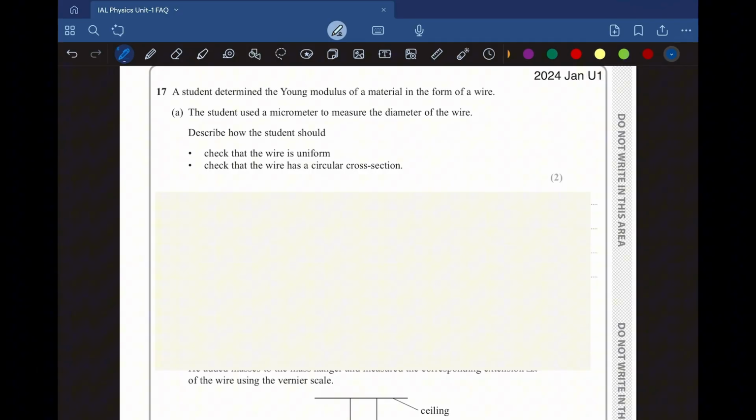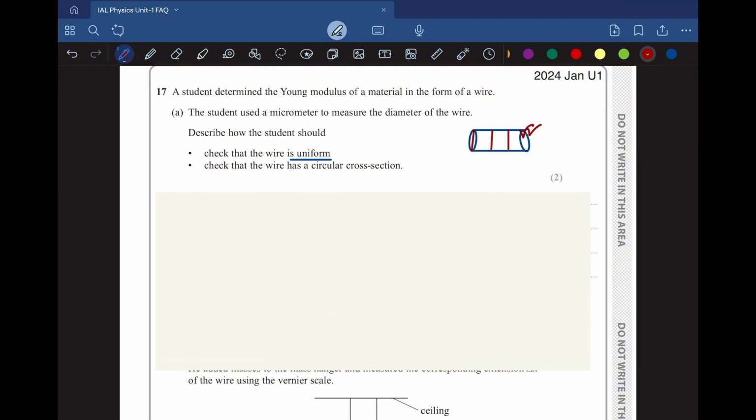So to measure if the wire is uniform, let's draw a wire first. We know that wires are in the form of a cylinder. We can draw a wire in the form of a cylinder. Now in order to figure out whether the wire is completely uniform, we can measure the diameter at different positions. We will measure the diameter at this position, and then at this position, and at this position. If all the diameter values are the same, then we can say yes, the wire is completely uniform. So measuring the diameter at different places is what we can do, right?